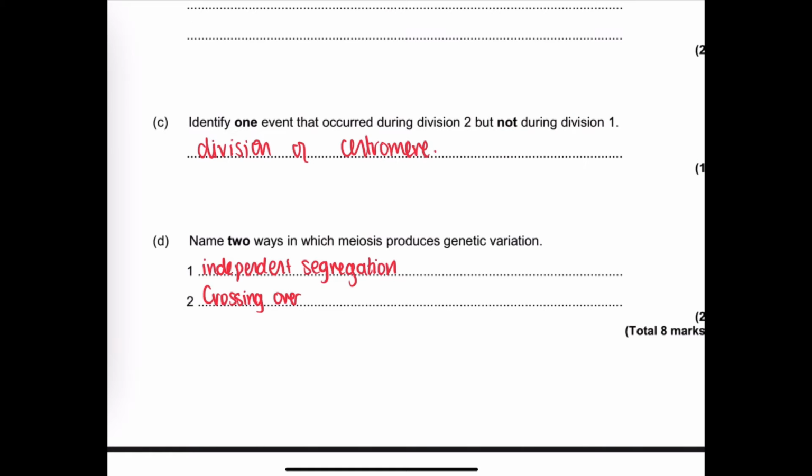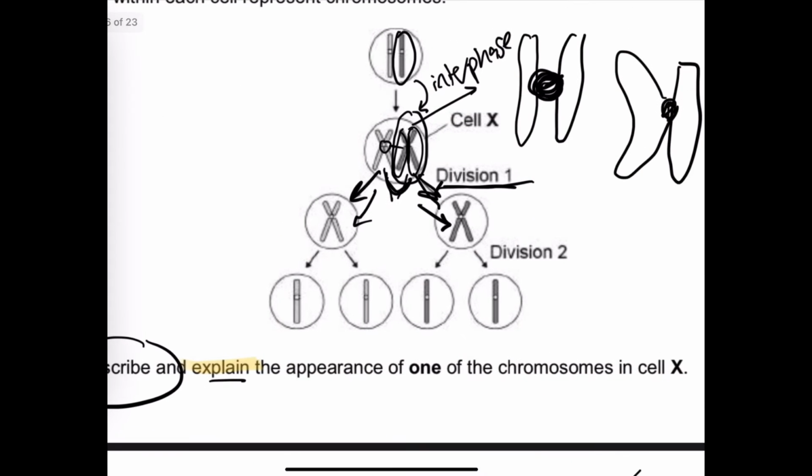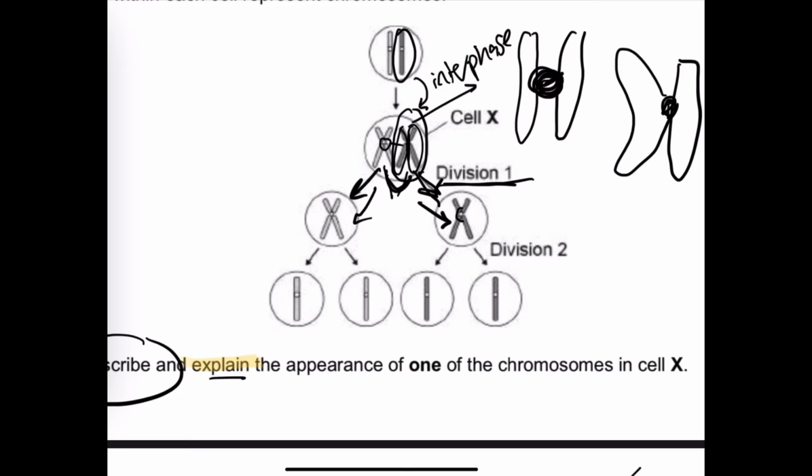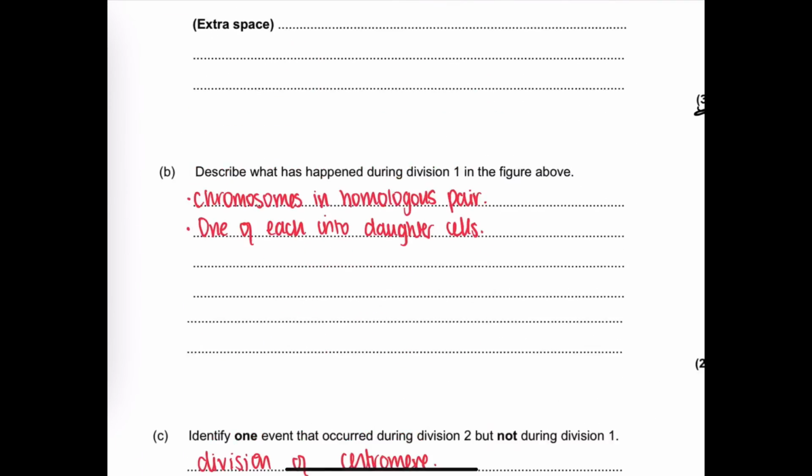So C, identify the event that has occurred in cell division 2, but not cell division 1. So you can see over here. One thing that you can say is that the centromere has divided, so each chromatid has its own and is no longer connecting to the other. And also because it's no longer connecting, you can say that there was the separation of the sister chromatids, because they're basically the exact same. They're just a replicated copy.